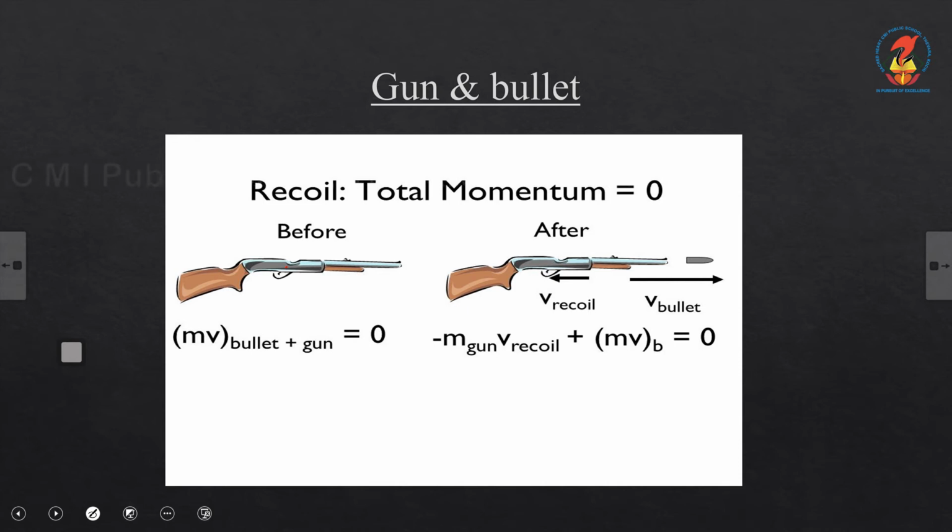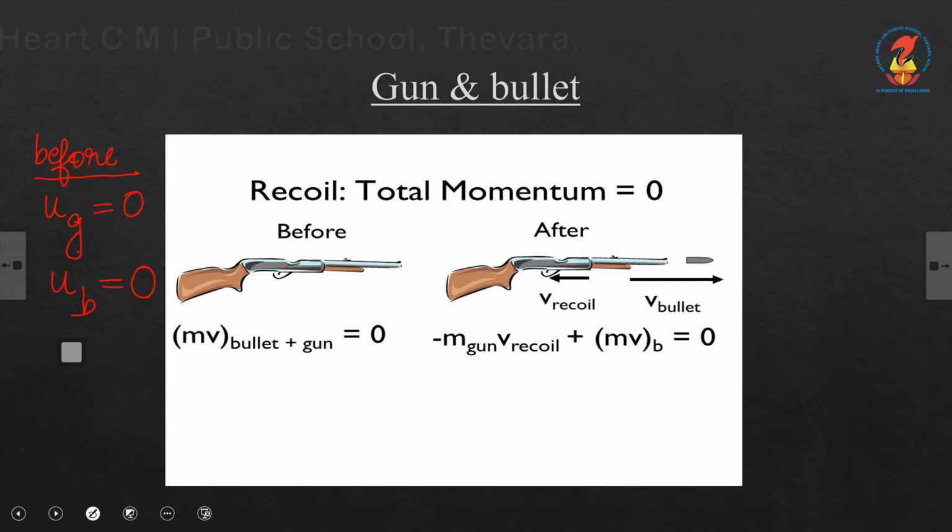Before collision, both the gun and the bullet were at rest. So the initial velocity of the gun is equal to 0, and the initial velocity of the bullet is also 0. Since both are at rest, their initial velocities are 0.